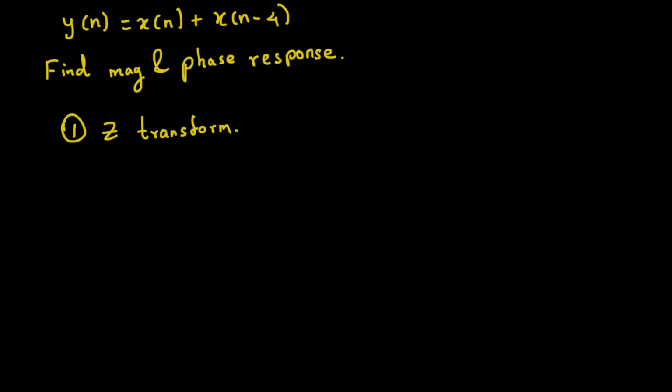The z transform is basically where we replace x of n with x of z, and if you have a shift, we put it as a power of z. If it's x of n minus 4, that becomes z power minus 4. So y of n becomes y of z, x of n becomes x of z, and x of n minus 4 becomes z power minus 4 times x of z. So this is our z transform.